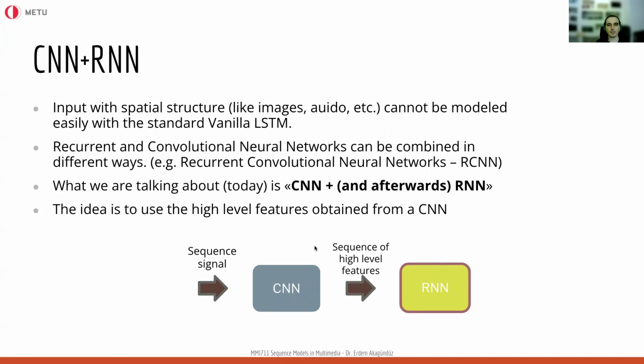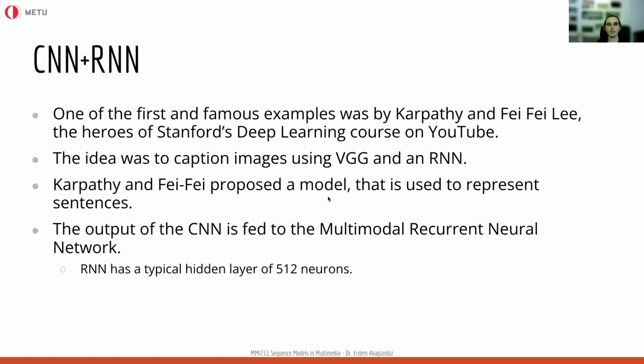Things that we have already covered. So what we are going to do is use high-level features obtained from a CNN and feed them to an RNN. CNN and afterwards RNN. Very simple. That's what we're going to cover, and this simple idea is capable of many things we are going to see.